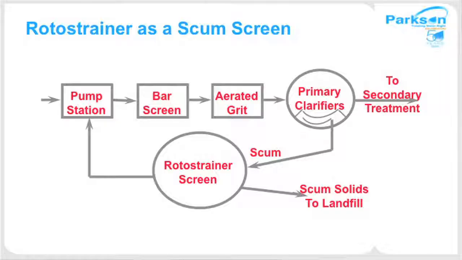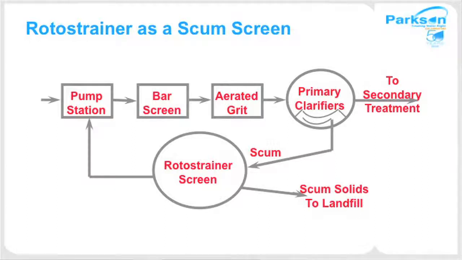And another application that we see here is Rotostrainer as a scum screen. As you can see, not every wastewater treatment plant has very adequate headworks. So the solids pass the headworks and then they have primary clarifiers, and a lot of solids tend to float, and those are skimmed off of a primary clarifier. And then Rotostrainers are very good with high fat, oils, and grease levels, so they can handle these greasy solids and screen out the solids out of a floating primary clarifier.